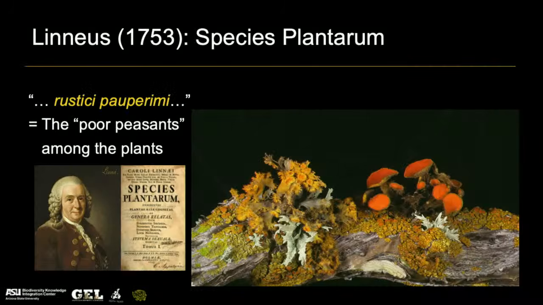this guy, I guess you all know, is the father of names of organisms, right? Linnaeus came up with this binomial system by which each species has a first name and a surname. And he thought not much about lichens. He called them the rustici pauperrimi, the poor peasants of the plant world. So this guy didn't really have a clue what lichens were, right?